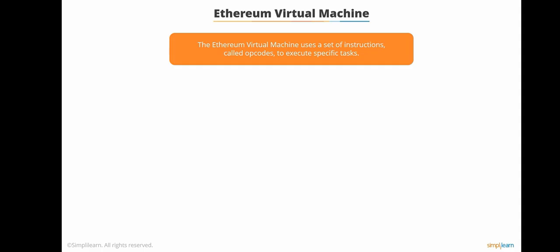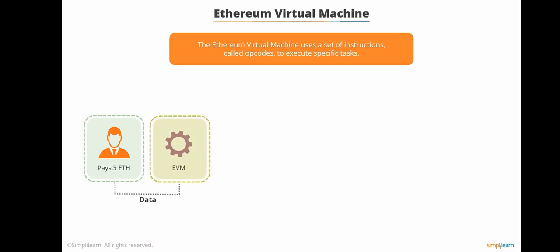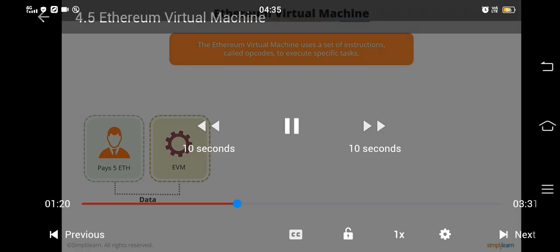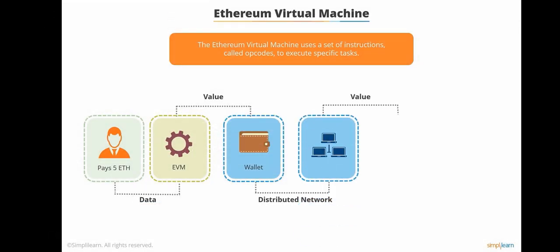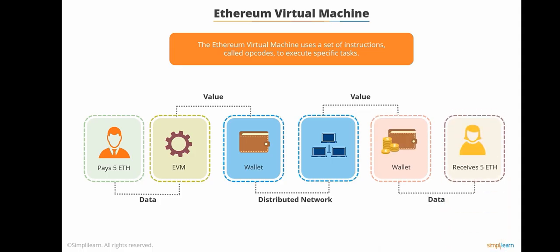The Ethereum Virtual Machine uses a set of instructions called opcodes to execute specific tasks. Thus, if a user triggers a transaction of 5 ETH using his desktop wallet, the wallet sends the message to the EVM, which connects with the wallet address on the Ethereum network to process the transaction and send it to the receiver. Smart contracts are written in Ethereum-specific programming languages. Let's learn more about these languages.